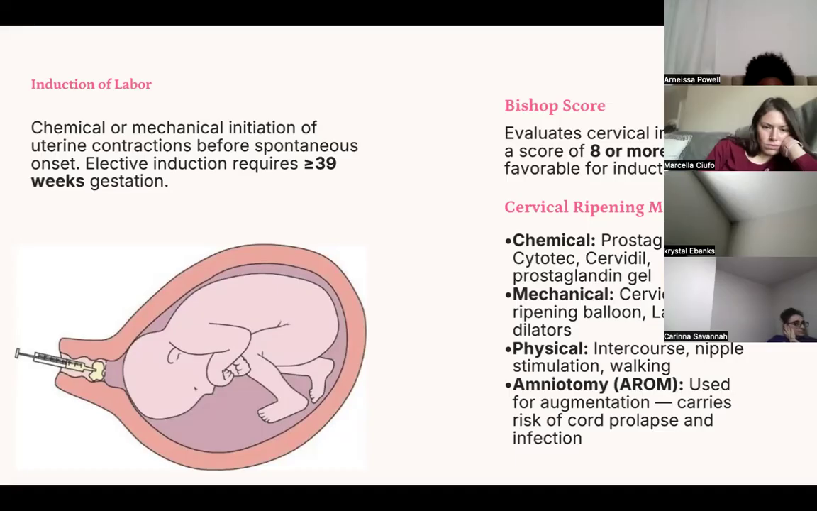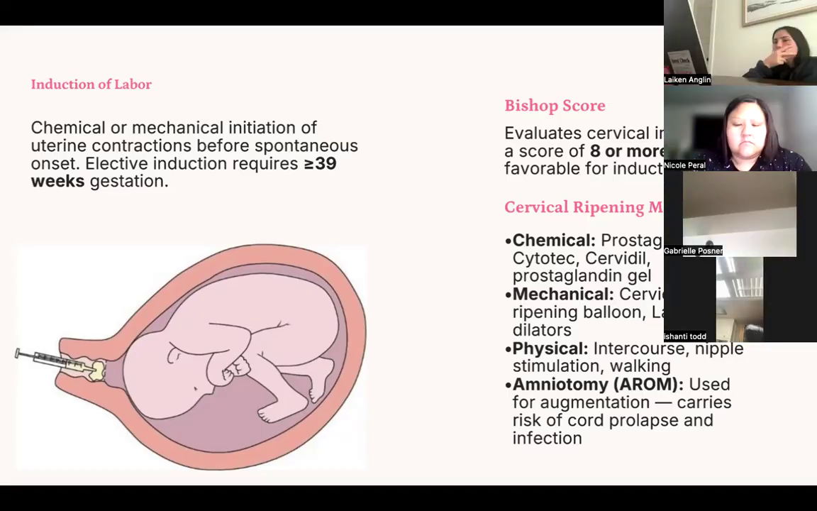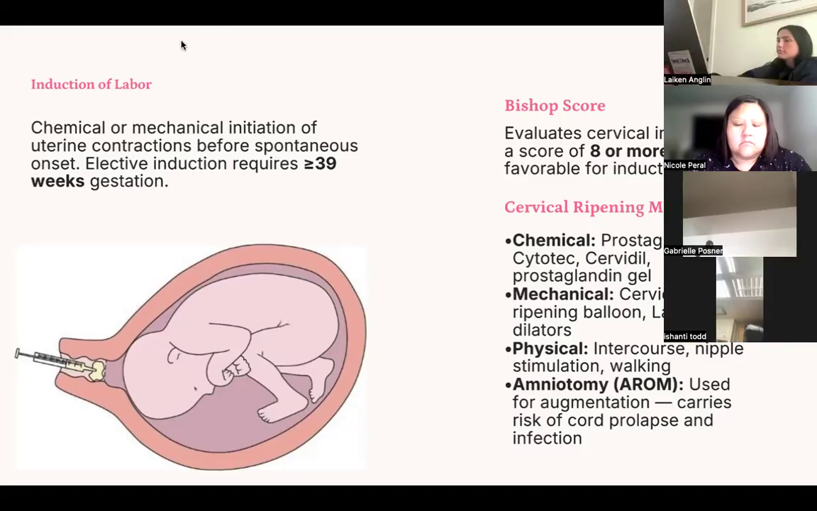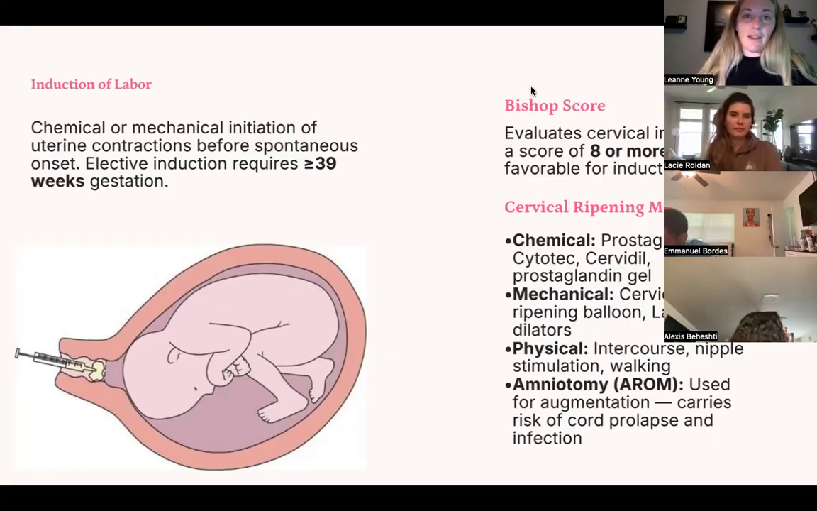All right. Getting up and walking, curb walking, sitting on a birthing ball, and all those little things and tricks that everybody talks about. Those would be the physical things that patients can do on their own when they're not even in the hospital. And then finally, an amniotomy. So, this is when a provider goes in and artificially ruptures the patient's membranes to try and stimulate uterine contractions.